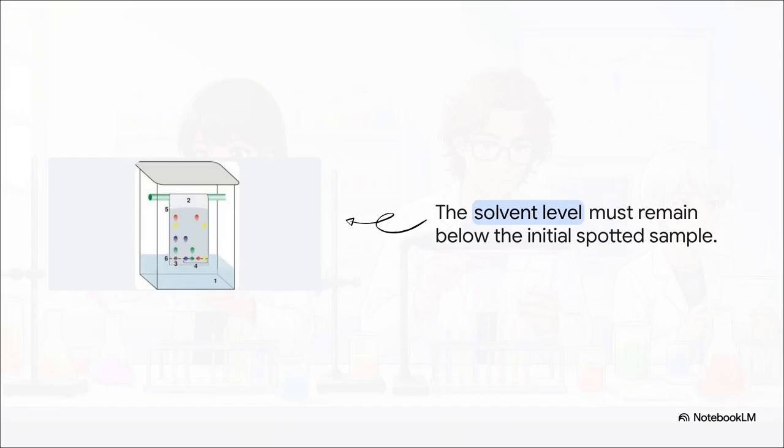Next up, we prep the development chamber. We place a small pool of our solvent, that's the mobile phase, at the bottom of a sealed container. Now, here is a critical detail, guys. The level of the mobile phase must be below the penciled line where we spotted our sample.